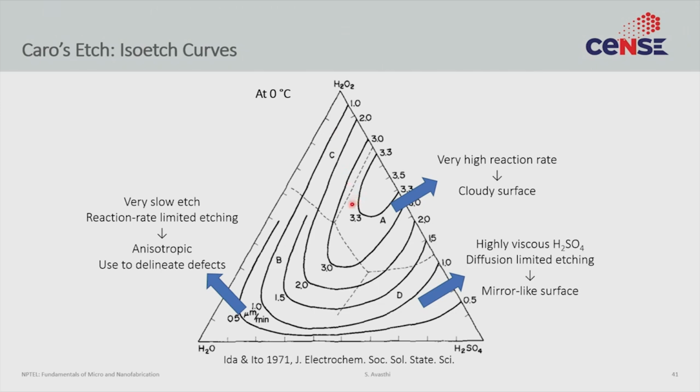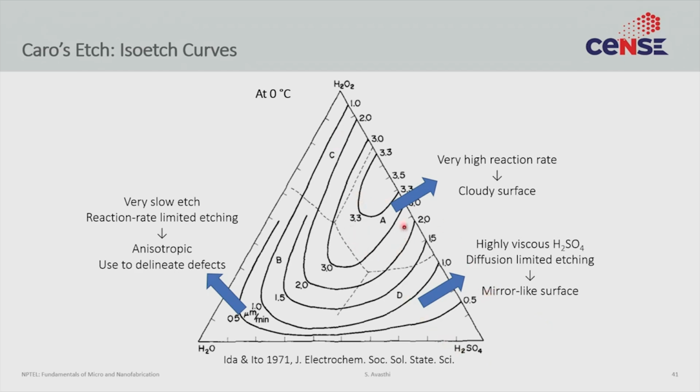So in general, if you are trying to do very slow etches, you want a highly diluted system. So the diluent concentration is fairly high, and that gives you very slow etching, which are often reaction rate limited, which also often lead to anisotropic etches. Now, this is useful if you want to get anisotropic etches, and it's also useful if you want to delineate defects. We'll come back to defect etches later, so we shall have a more substantial discussion then. Let's focus on the other regions.